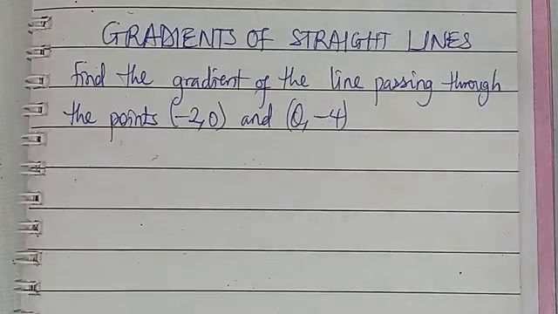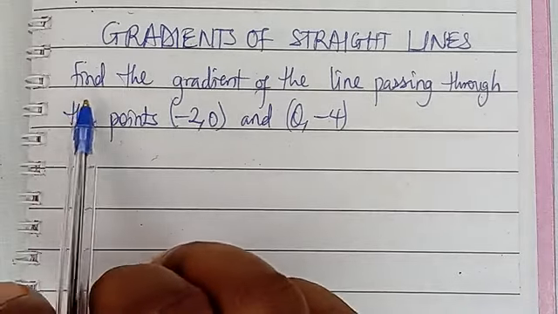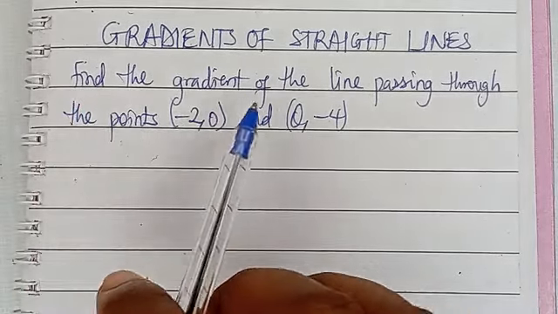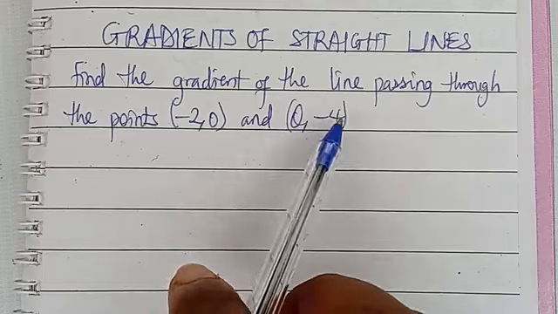In this video, we are going to be learning about the gradients of straight lines. Okay, and of course, we'll be going by an example. Find the gradient of the line passing through the points (-2, 0) and (0, -4).